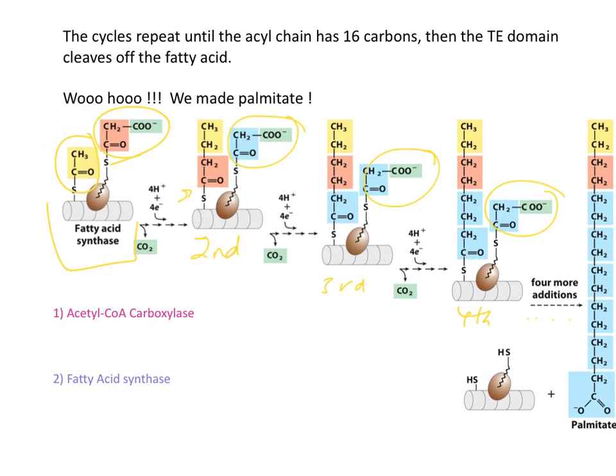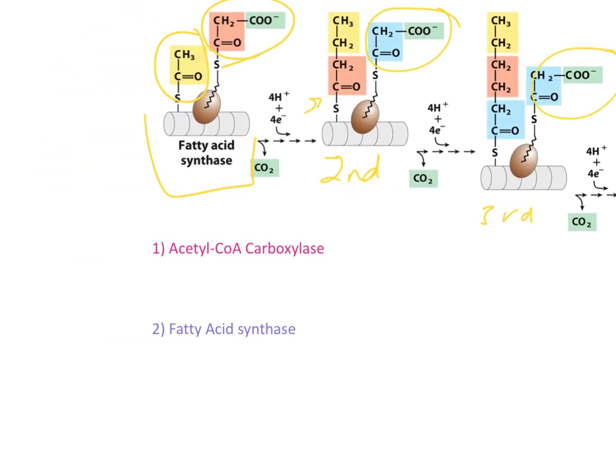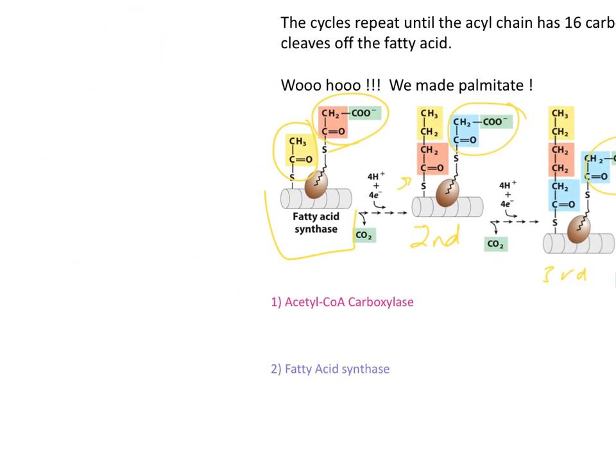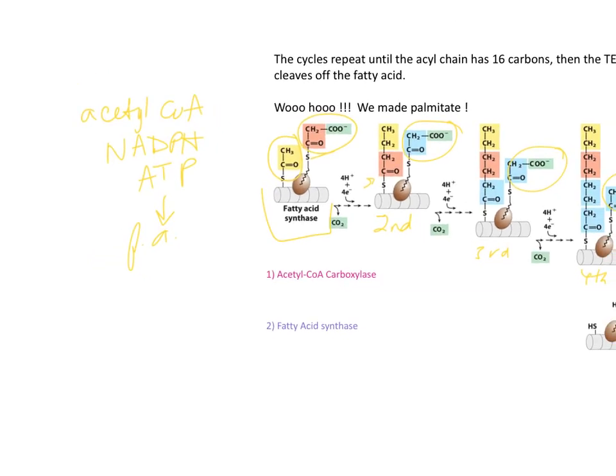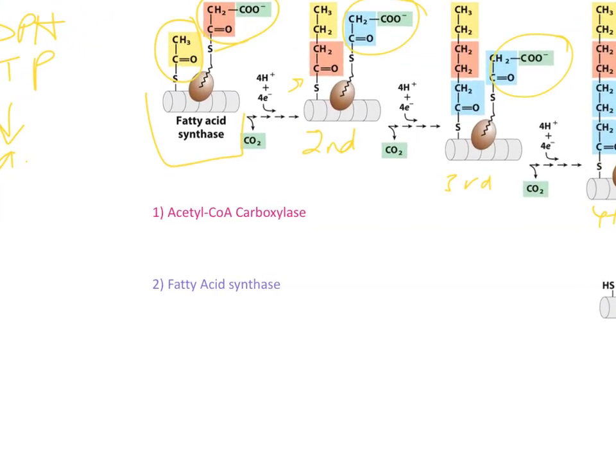So you'll notice that the carbon chain grows by 2 carbons every single time. Okay, so let's figure out where everything's coming from. If you remember, I said that what we need is acetyl-CoA, NADPH, and ATP in order to make a fatty acid. So let's see if we can get to just those 3 things as what we needed.